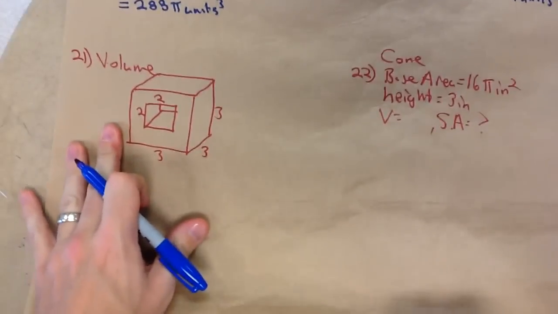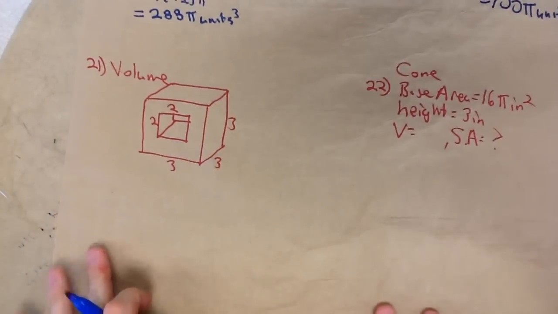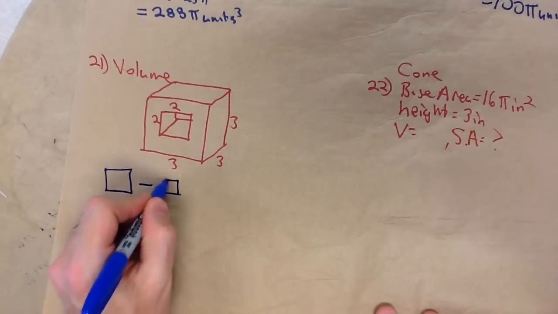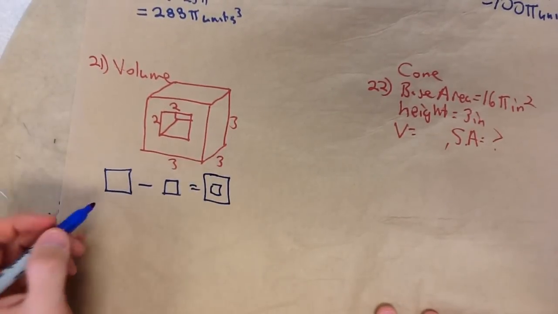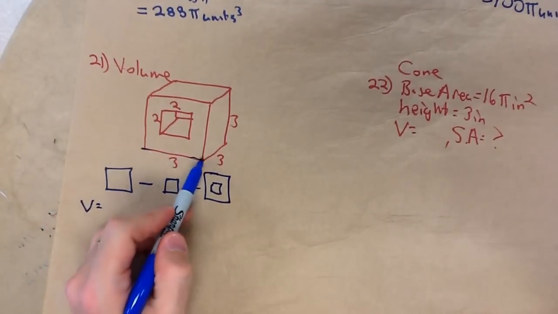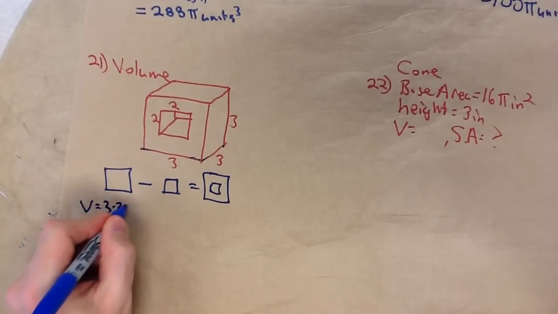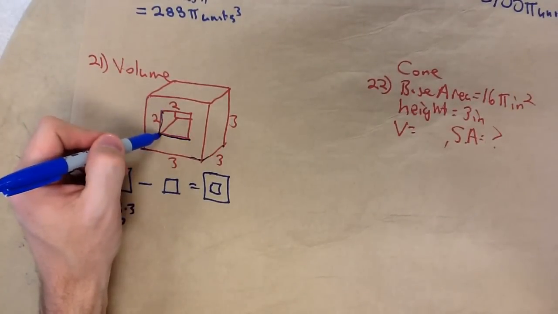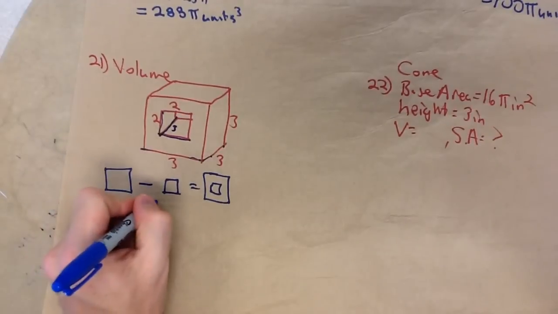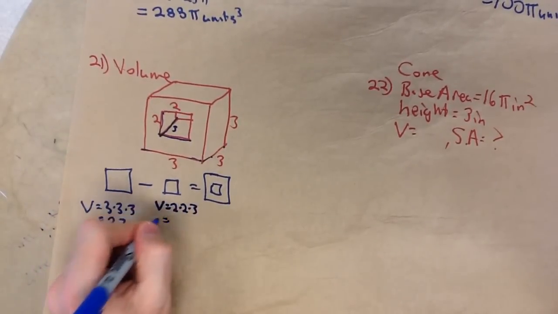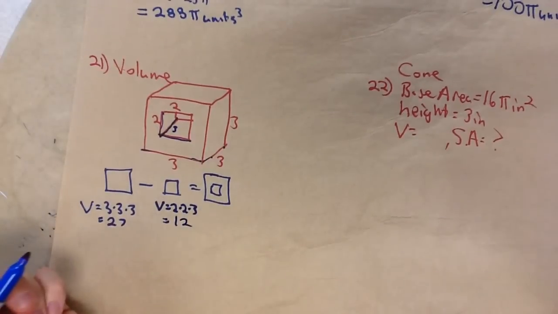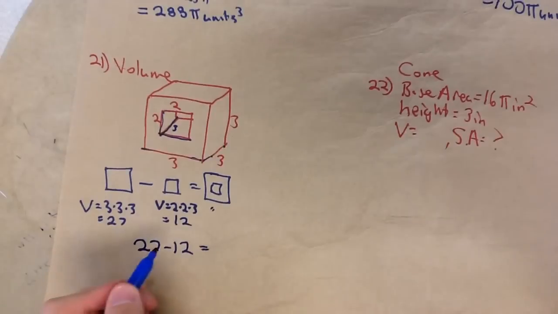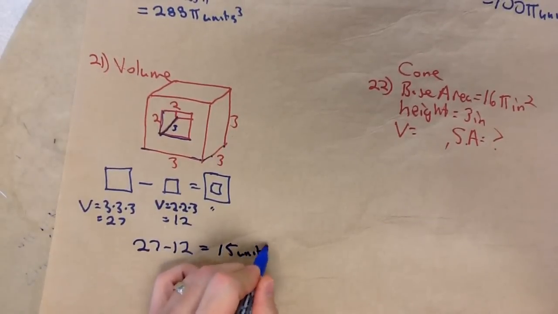On to 21. I have two prisms here. I have the big one and then the hole in the middle. So I'm going to take the big one, subtract the volume of the little one, and that gives me my square donut. So the volume of the big one is 3 by 3 by 3, which is 27. The volume of the little one is 2 by 2, and then the depth is 3, the one that comes from there. So that would be 12. So to get my volume here, I'm going to go 27 minus 12 and say it's 15 units cubed.